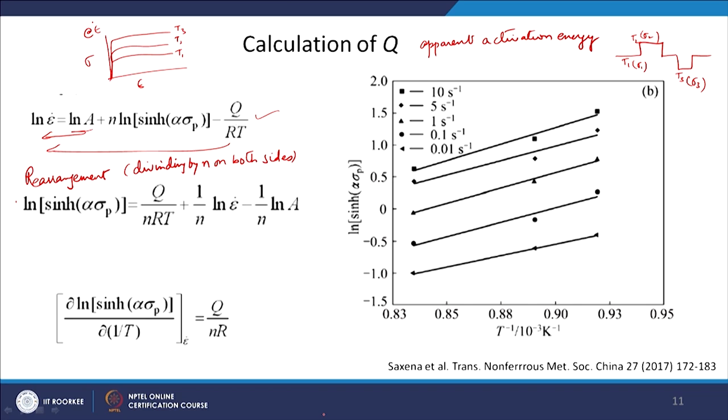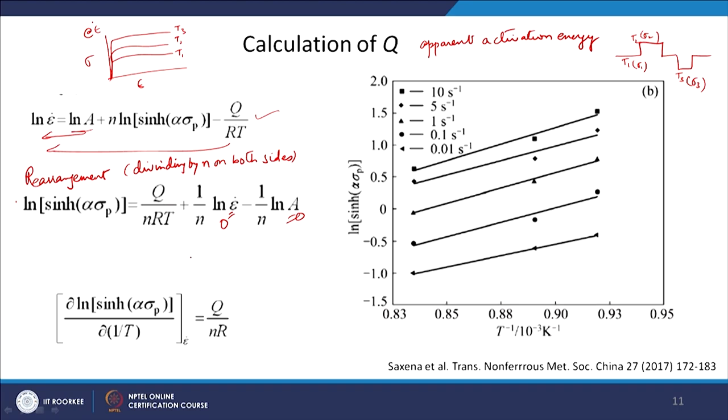And again we will do a differentiation. Now this is at a constant strain rate, so this is going to be 0. At a constant strain rate, this is already a constant. So del ln sinh(alpha sigma p) upon del 1 by T. So 1 by T is my other variable, and this will be equal to Q upon nR.